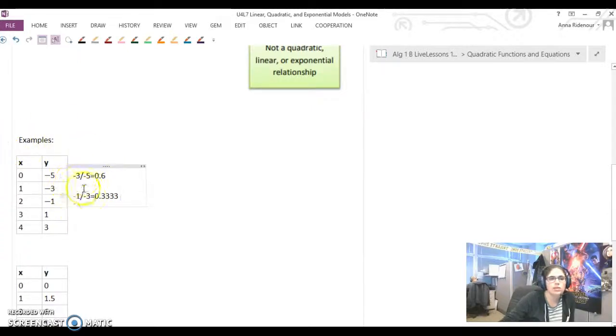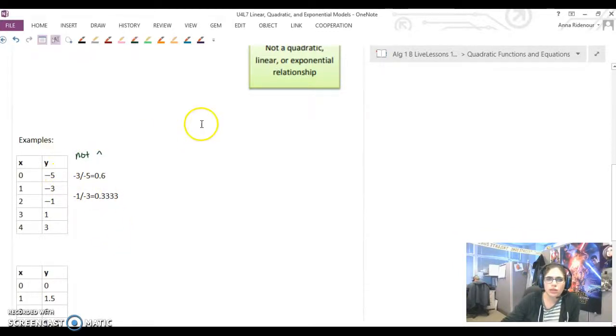Okay, so because these two things are not the same, I'm not multiplying each y value by the same number to get the next y value. So that means it is not an exponential model. So I'm going to just put not, and then a little caret, because that means exponential to me. It means an exponent. That's what that means, not exponential, because it doesn't have a common ratio.